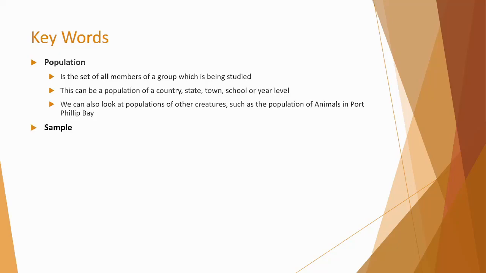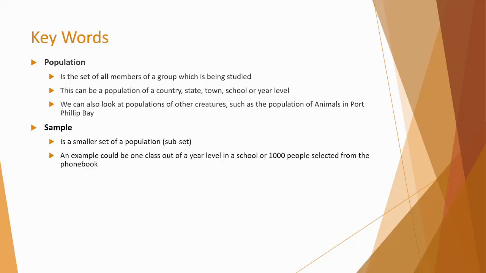We can have a sample. Now, a sample is a smaller set of the population, and we call that a subset of population. So an example could be just one class out of a year level, or 1,000 people selected at random from a phone book or some list.